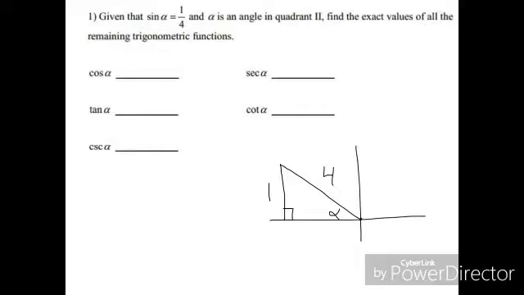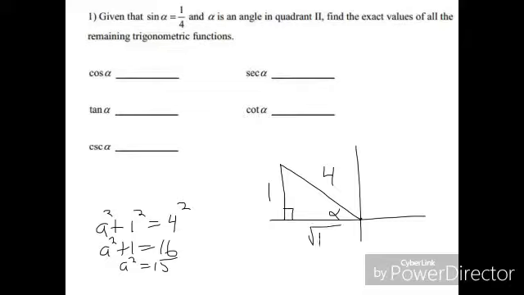For this first one I'll write it out. For the rest of the test I might not. But a squared plus 1 squared equals 4 squared, giving us a squared plus 1 equals 16, a squared equals 15. So a is the square root of 15. However, it's negative. The reason why it's negative is this distance is left, and that's the negative direction.